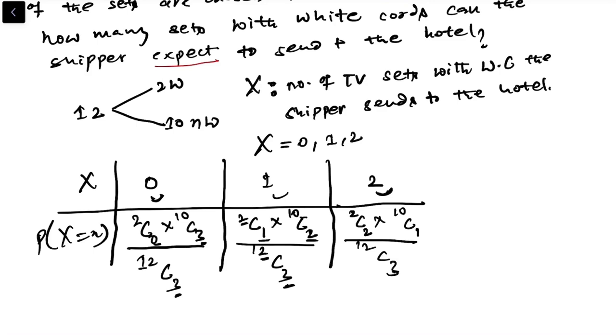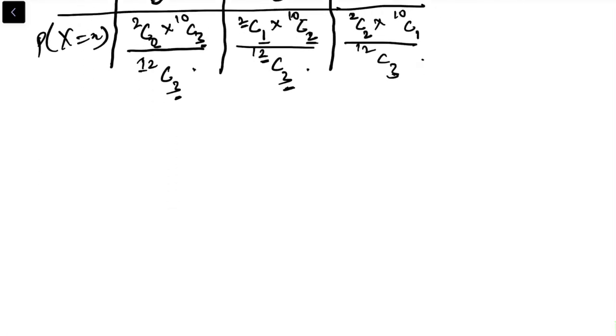Okay, now expectation is simple. Expectation is simply 0 times this probability. So this is X times probability: 0 times this probability, 1 times this probability, and 2 times this probability, and you will get the expectation. I'll leave the calculation to you. Let's move on to the next question.